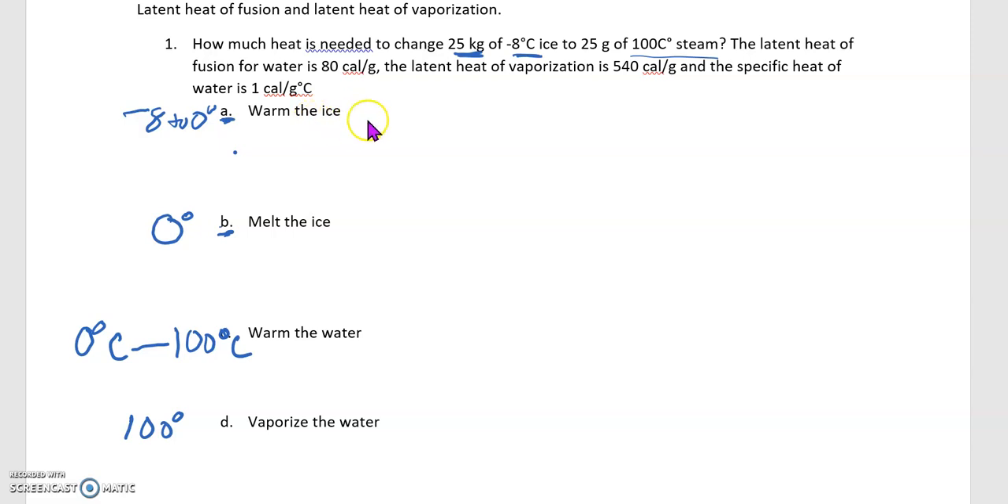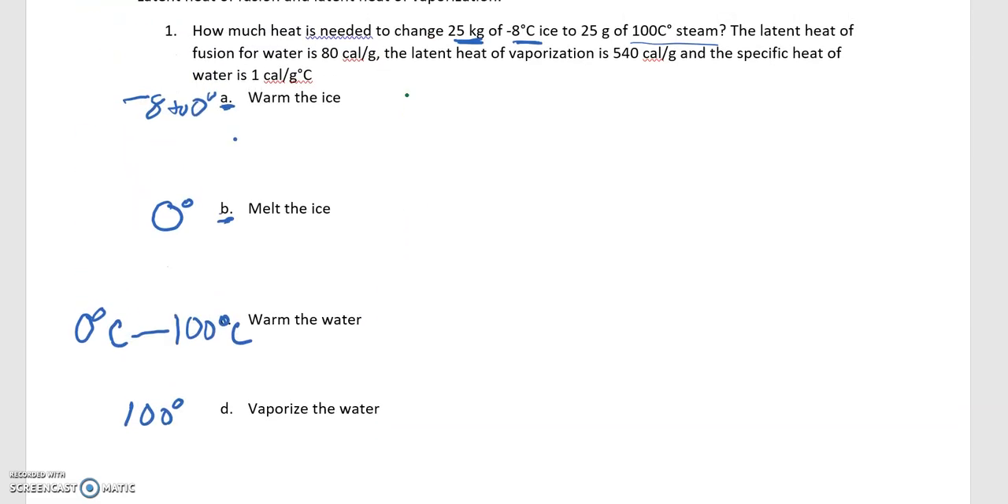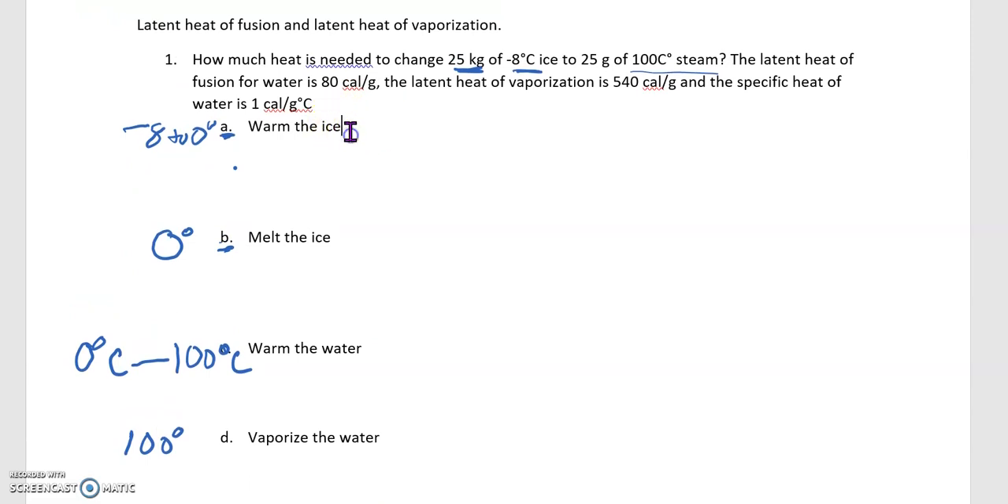So on this first section here, when we are just warming up the ice, we are going to be using the formula. Sorry about that. I don't know why it does that sometimes. Give me just a second. There. So we're going to be using the formula Q is equal to mc delta T. So Q is the heat that we are computing. M is the mass, C is the specific heat of the substance, and delta T is the change in temperature.